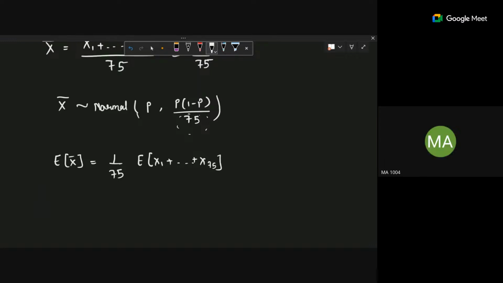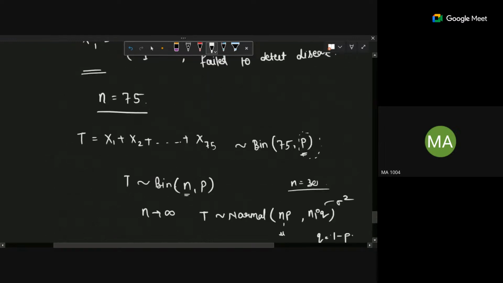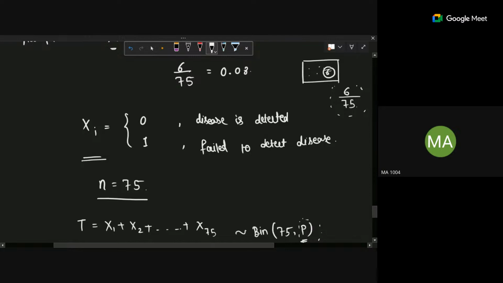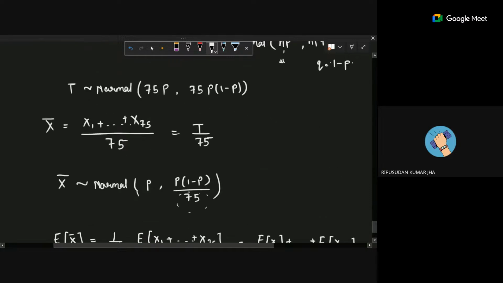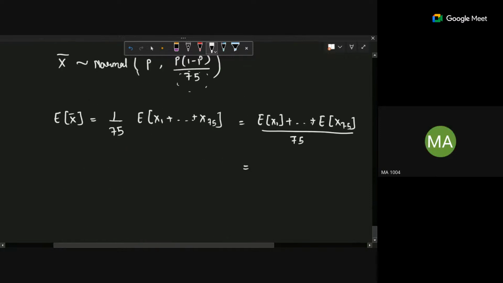Yes, ma'am. It will be 75 and what? P by 75. And what will be the expectation of xi? 75 mu. So just remember, I have told you my xi are Bernoulli or binomial or normal. So just take what are the xi. Xi is a Bernoulli random variable. So what is its probability? P. We don't know that. So it's 75 times P, 75 P upon 75. So the mean for the x bar is P, right?